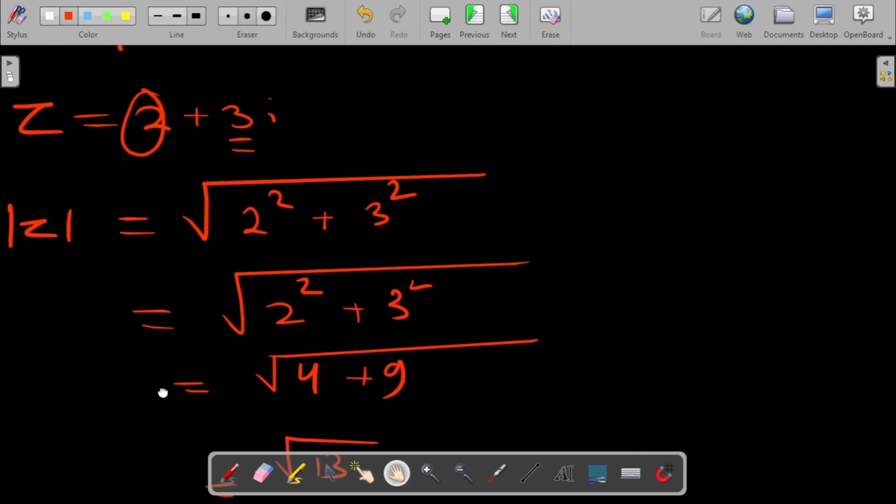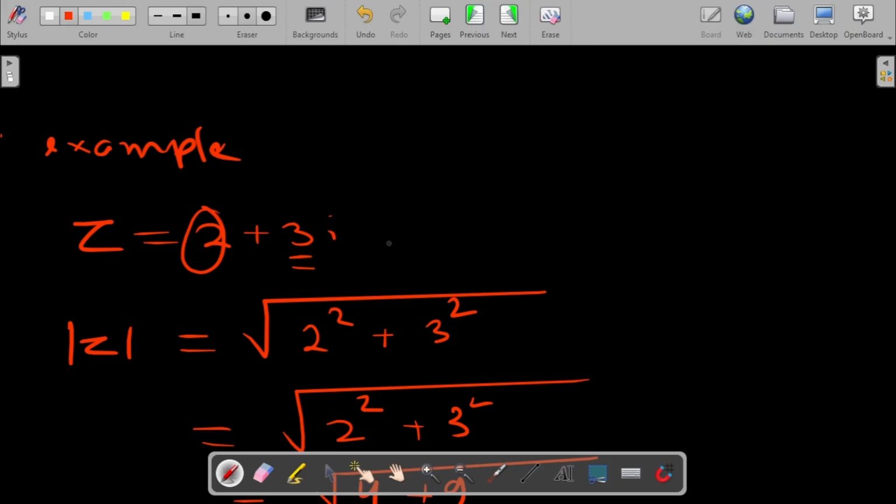And what is the conjugate of z? If z equal to 2 plus 3i, then the conjugate of z, denoted by z bar, is equal to what? Only we replace i with minus i. So 2 minus 3i.